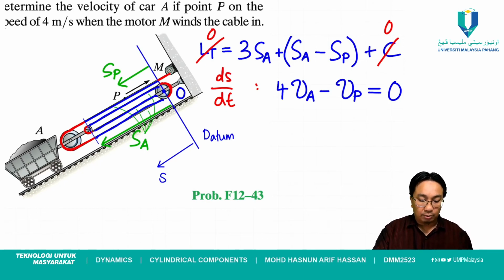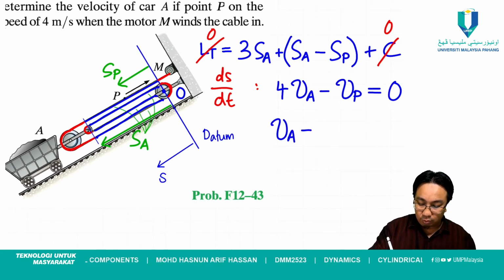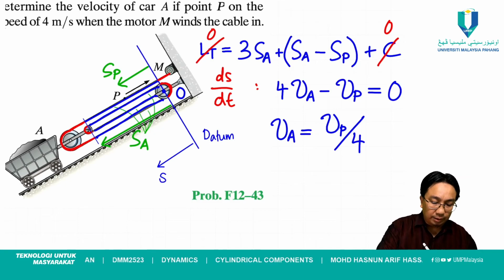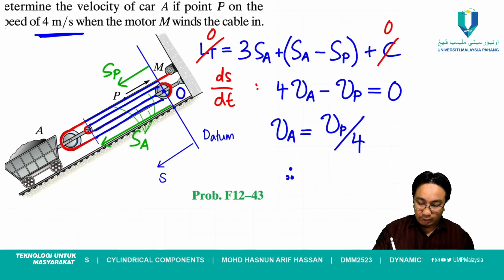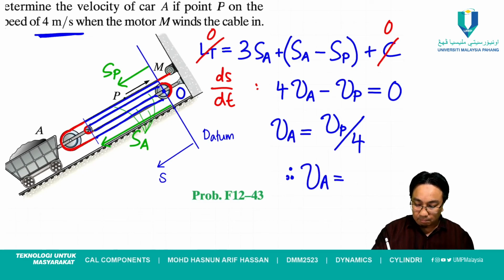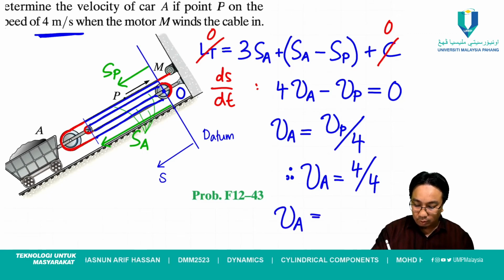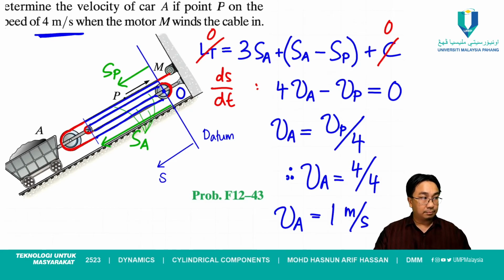Okay, so kita nak tahu apa? Kita nak tahu VA. So, VA is then equal to VP over 4. Okay, VP diberi di sini 4 meter per second. Therefore, VA is then 4 per 4, which is VA is equal to 1 meter per second. Arah dia ke mana ni?